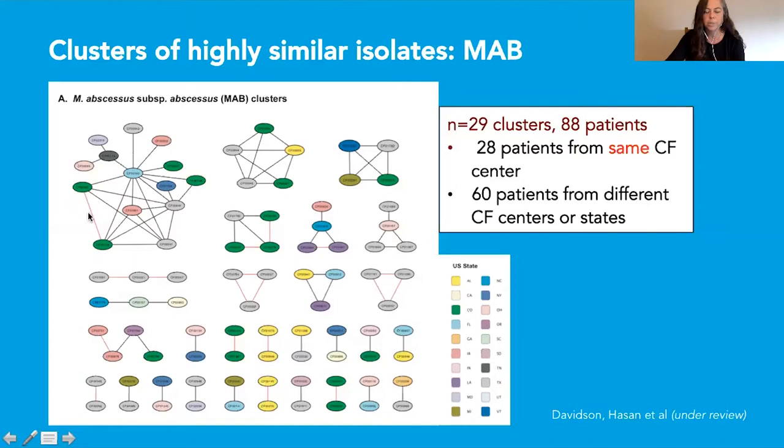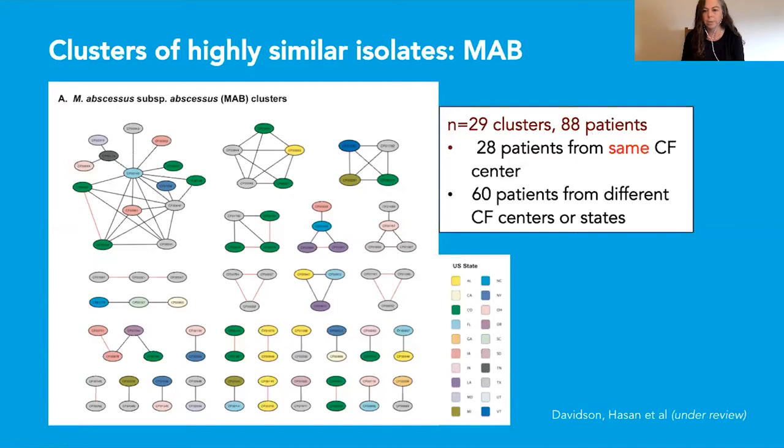So what you can see here is we identified quite a few clusters. However, out of 88 patients, only 28 patients are in clusters that come from the same CF center, while the vast majority of the patients with highly similar isolates come from different CF centers, different CF states, or different states.